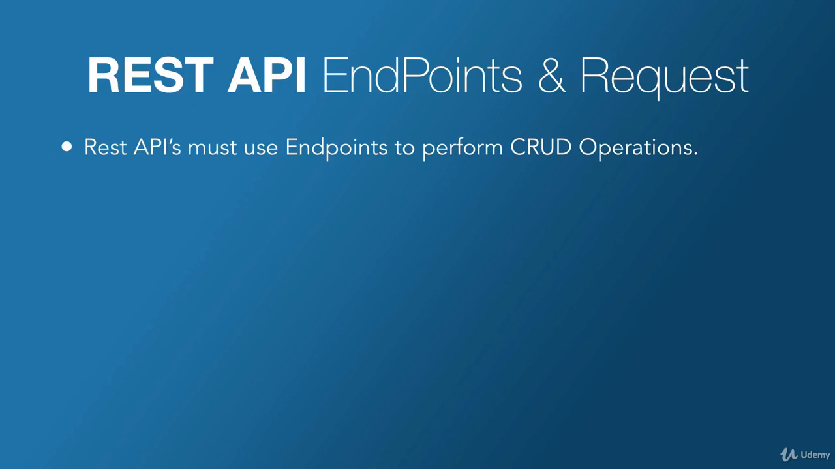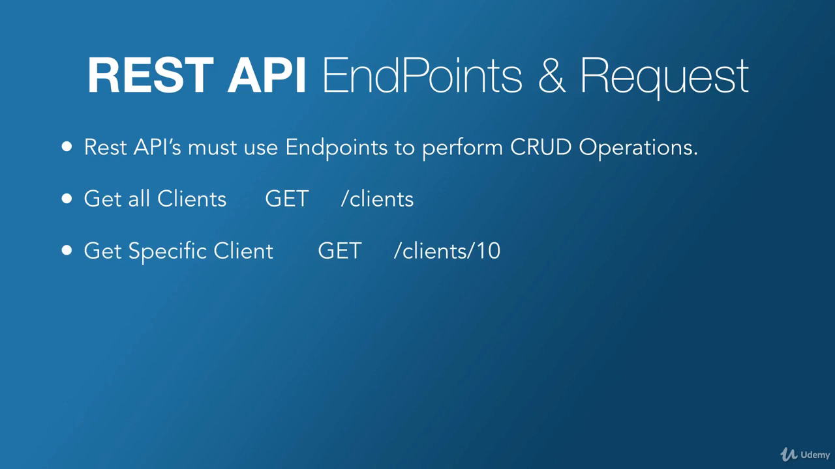A REST API must use endpoints, which at the end are URLs, to perform CRUD operations. So for example, if you want to retrieve all the clients in REST, you have to use a GET request, and normally it's going to be /clients, the endpoint. If you want to get a specific client, again, the request is going to be GET, and normally the URL is going to be /clients/ the ID. In this case, for example, we are returning the ID 10.